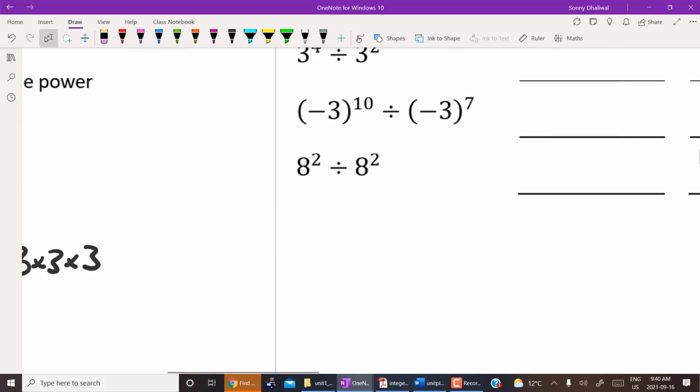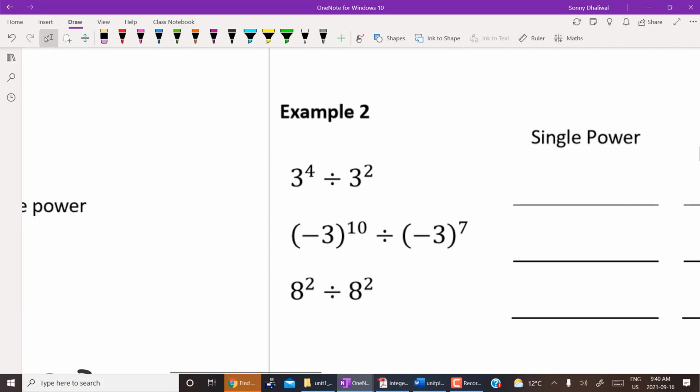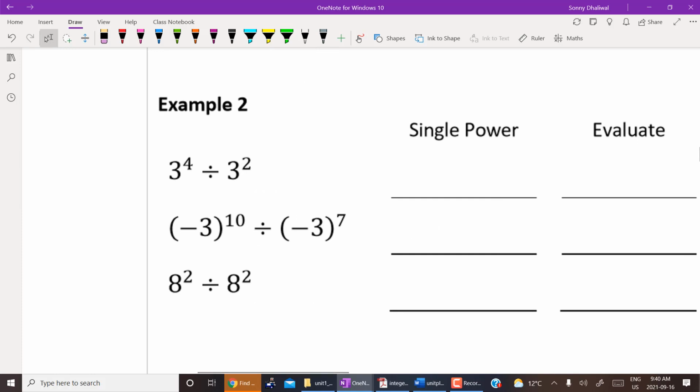Okay? So let's do this one over here. Same as the ones above. What's the base? What's the exponent? First question. What's the base? What's the exponent? Here we go. Alana? Okay. 3 is the base. What's the exponent? 2. Thank you, Sam.